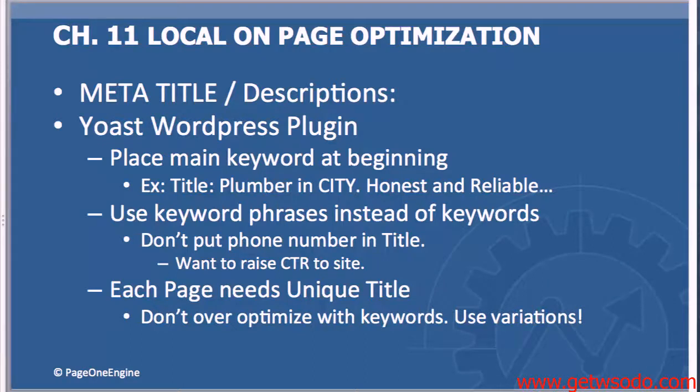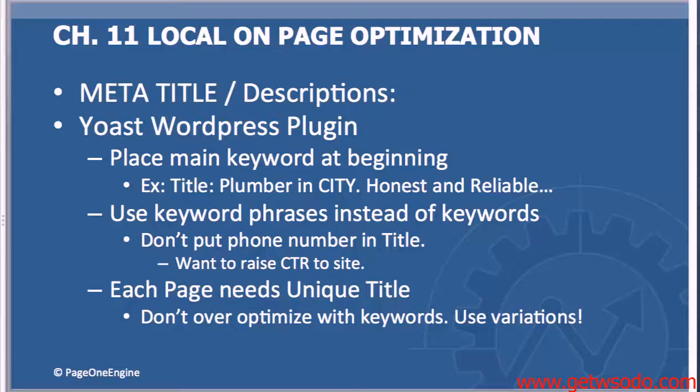Now, each page you build out needs to have a unique title. So go and optimize each page with the title tag as you're building the content. And remember, don't over optimize with the keywords. Use variations. So if your title has plumber in city, don't say plumber in city in the description. In the description, use something like we are the city's best plumber, something like that. Use a variation. And we'll get into the descriptions in the next section.